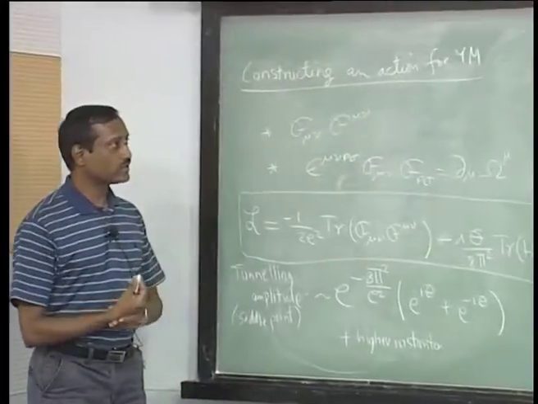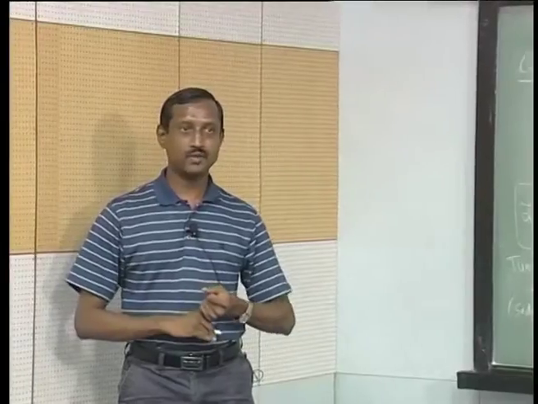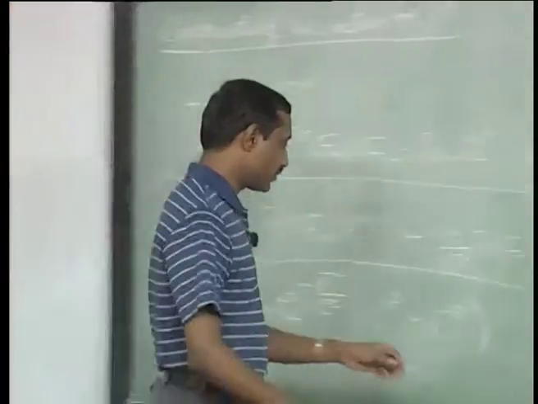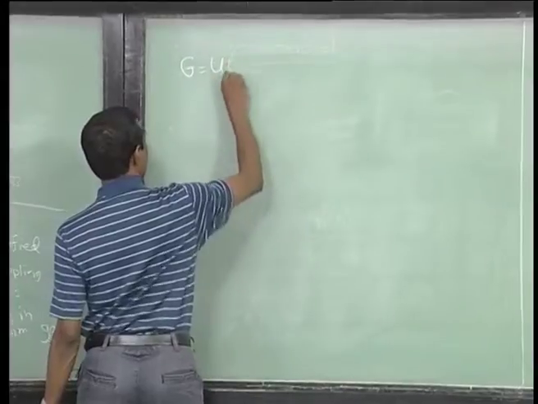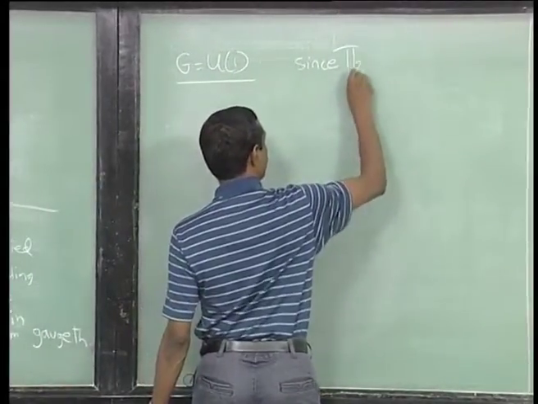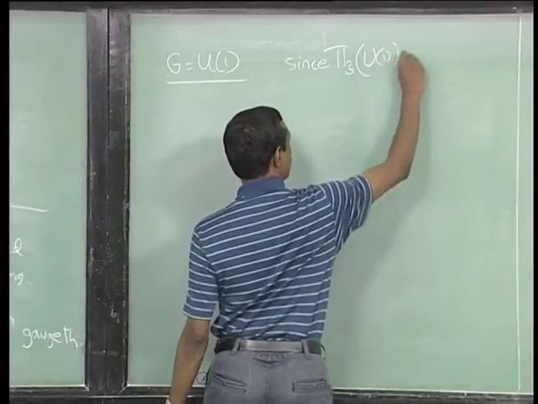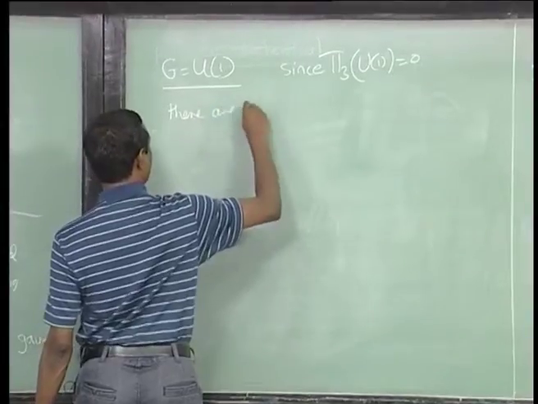So I just want to conclude by mentioning something about U(1). We saw that pi 3 of U(1) was trivial, so there are no instantons for U(1). This is something we know. So when G equals U(1), since pi 3 of U(1) is 0, there are no instantons.